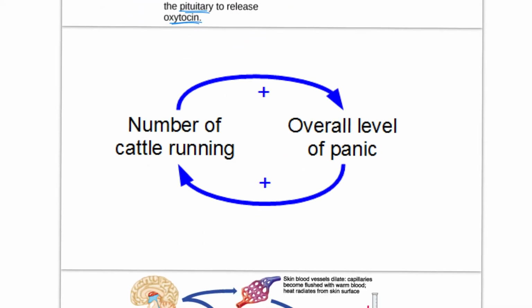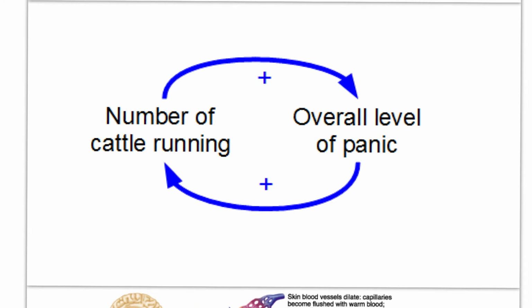Or I really like this one as another good example. The number of cattle running increases, and so the overall level of panic increases, and so the number of cattle running increases again, and so on and so on. I quite like that one as a good example. So two key terms there, positive feedback and negative feedback, that you need to know. And just think about some of the other words that we used there as well. We talked about receptors, coordinators, effectors, and response. So in this topic, we're going to look at temperature, blood glucose, and osmoregulation.